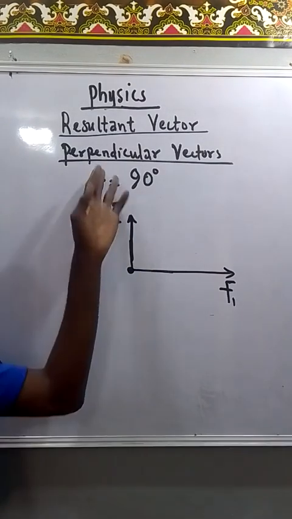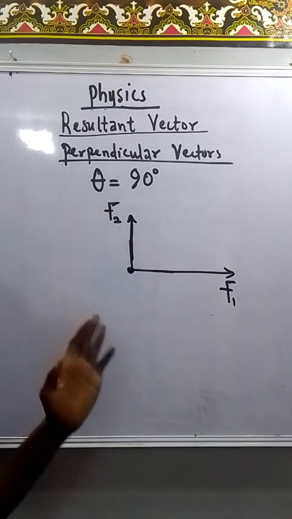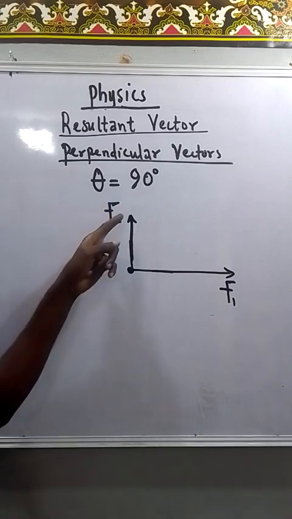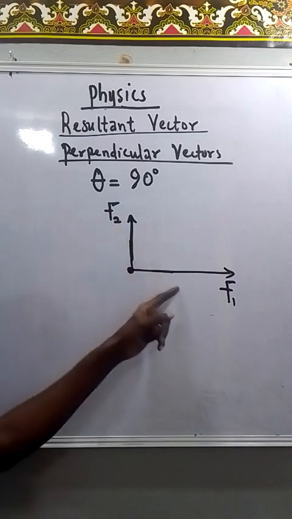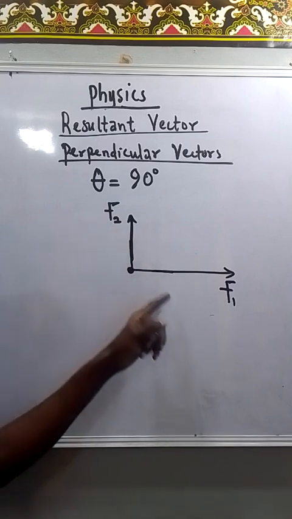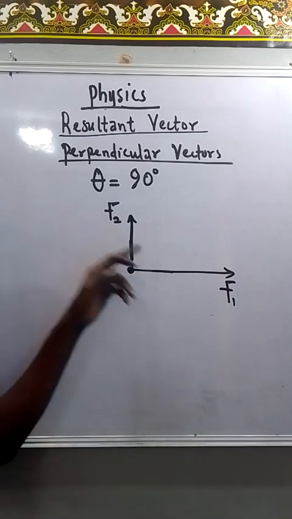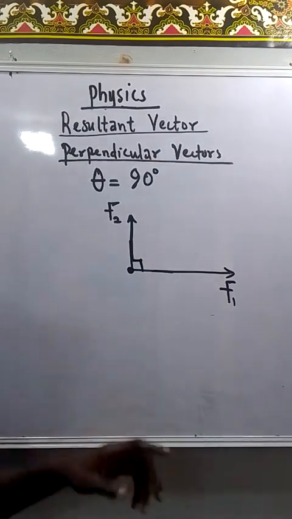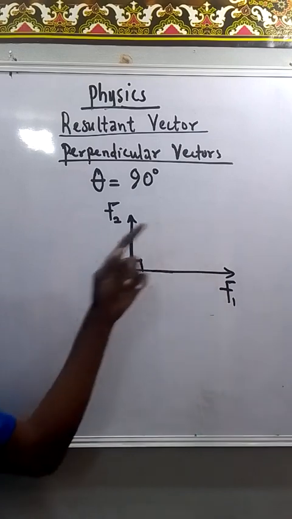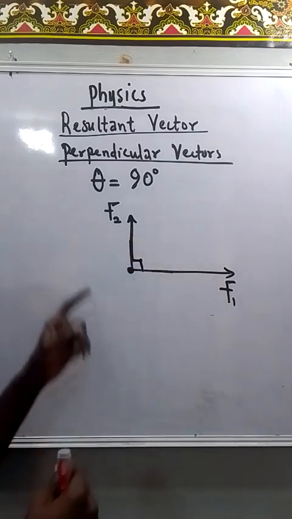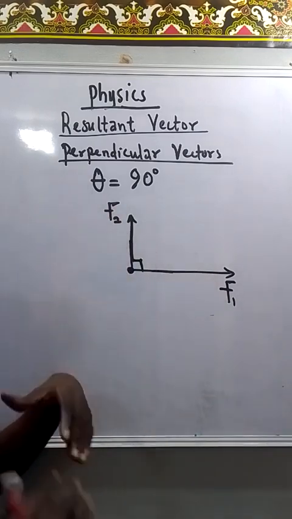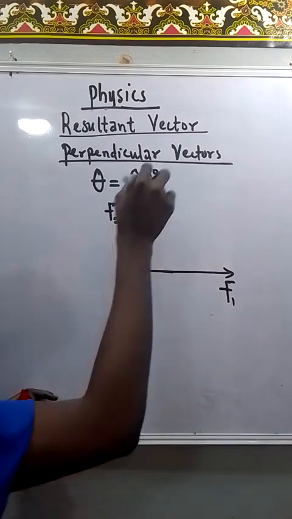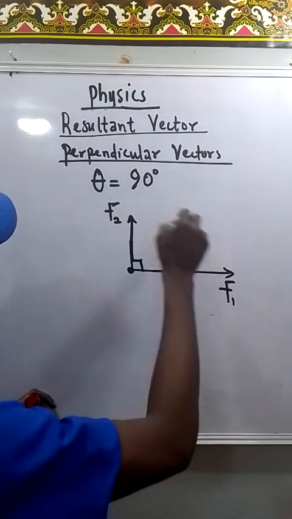Now, according to the parallelogram law of vector addition, if two vectors are represented in magnitude and direction by the two adjacent sides of a parallelogram, so there is an angle of inclination here, then the resultant is represented in magnitude and direction by the diagonal of the parallelogram drawn from the point of action. Now I can complete this parallelogram.